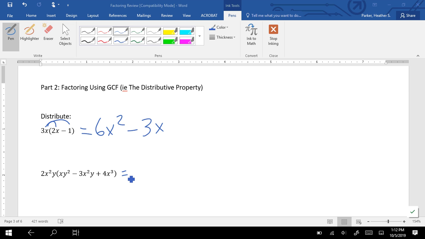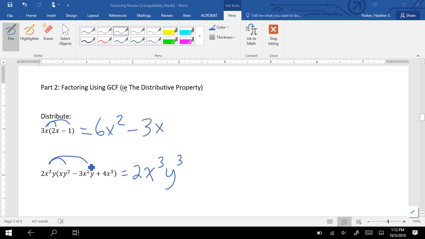So on this slightly more complicated looking distribution here, 2x squared y times xy squared, 2 times 1 is 2. X squared times x is x cubed. Remember, that's 2 plus 1. And then y times y squared is y cubed. That's 1 plus 2.